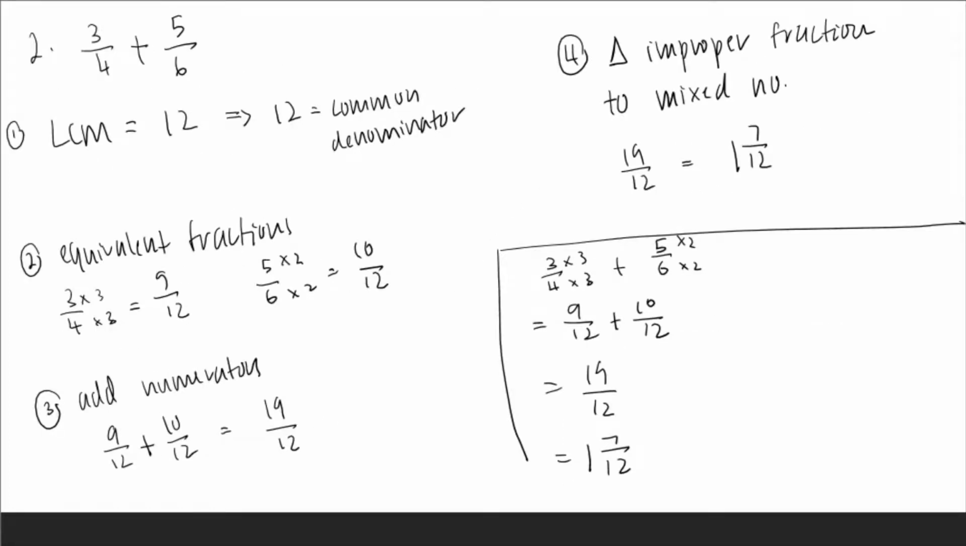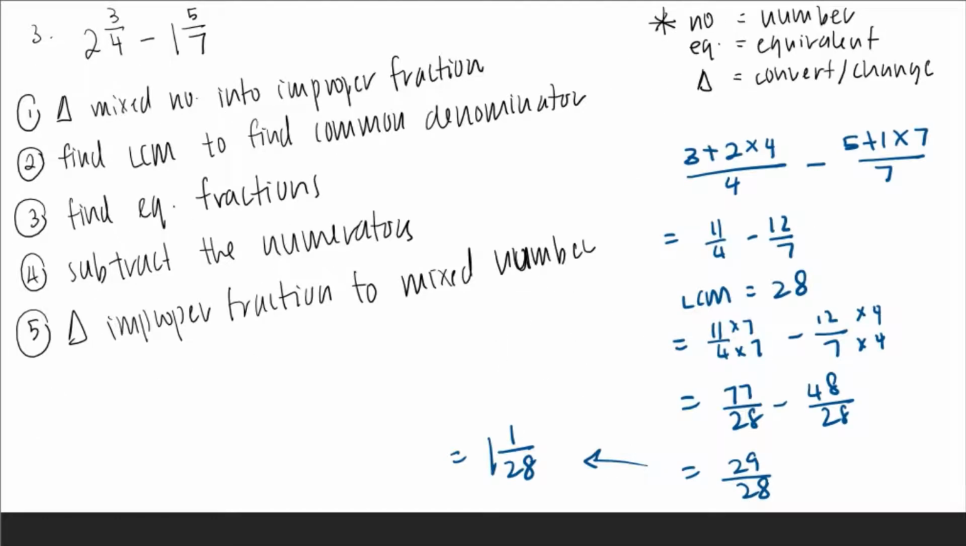And question 2 is the same concept, but you have to change the improper fraction that you got for the answer to a mixed number. So 19/12 is 1 7/12. Question 3, the same concept, but remember to change the mixed number into an improper fraction so you can move on with subtracting the fractions.